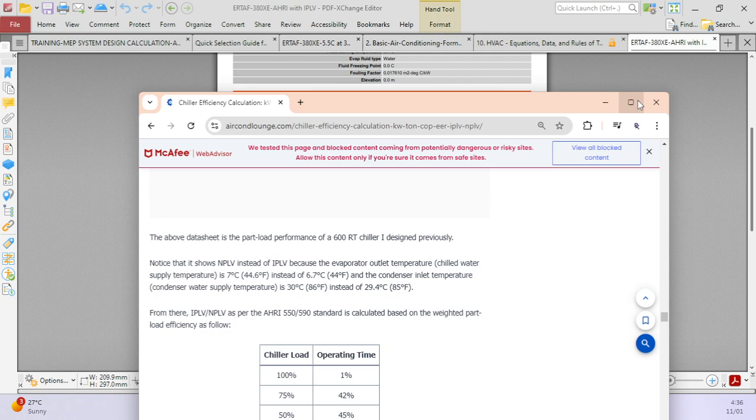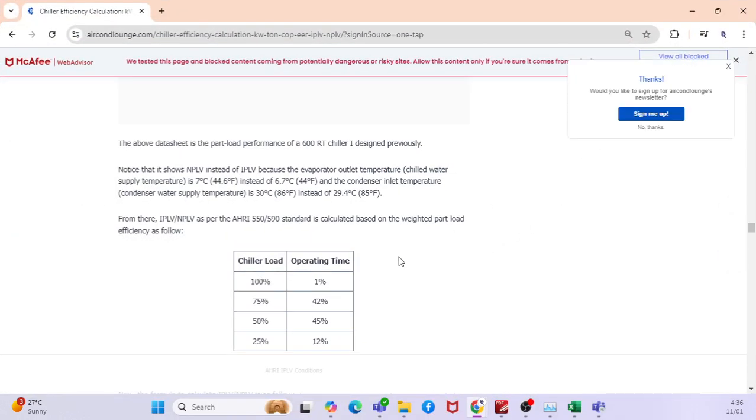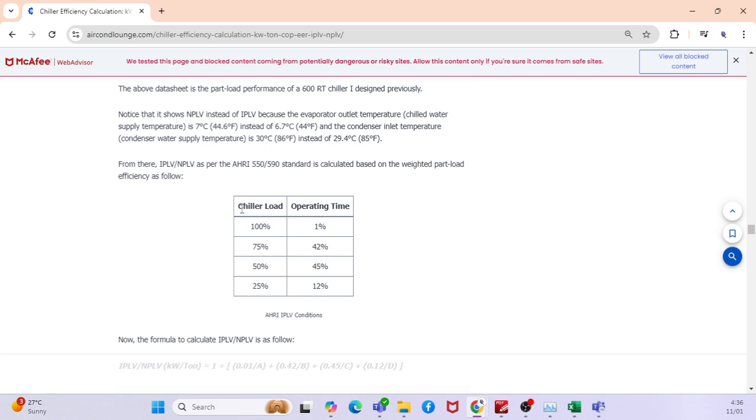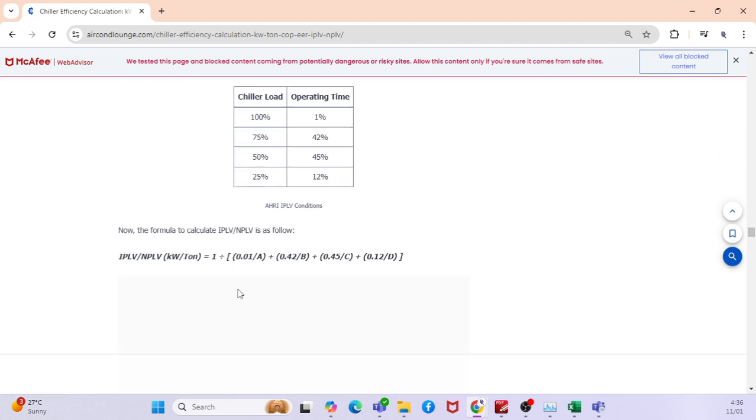This one basically I took from one of the manufacturer websites, where you can see that chiller load will be 100 percentage, 75 percentage, 50 percentage, and 25 percentage, right? So this is the way to calculate your IPLV formula, the IPLV equation. So you can say 1 percentage of 0.01, and 0.42, like 42 percentage of B, and 45 percentage of C, and 0.12, like 12 percentage of D, right? So A is nothing but the COP basically at 100%, 75 percentage, 50 percentage, and 25 percentage.